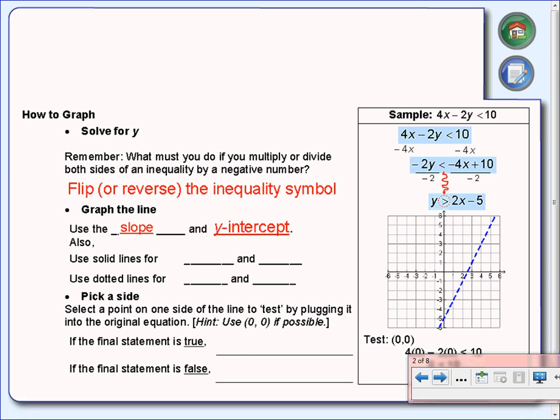So it says here, use a solid line for what kind of inequality symbol? All right, very good. Bottom line is, it's got to contain the equal sign. So it's less than or equal to, and greater than or equal to. This is when we're going to use the solid line. If we see one of those two symbols, that's when we use the solid line. It has to have the equal sign. Which, of course, means if it doesn't have an equal sign on the inequality symbol, then we're going to use the dotted line.